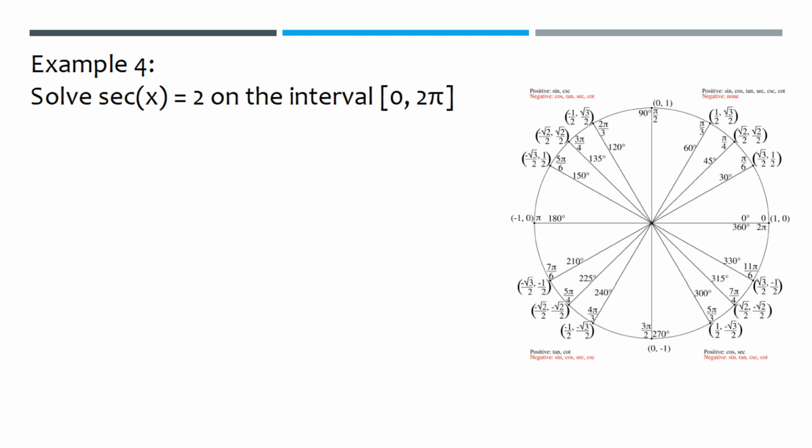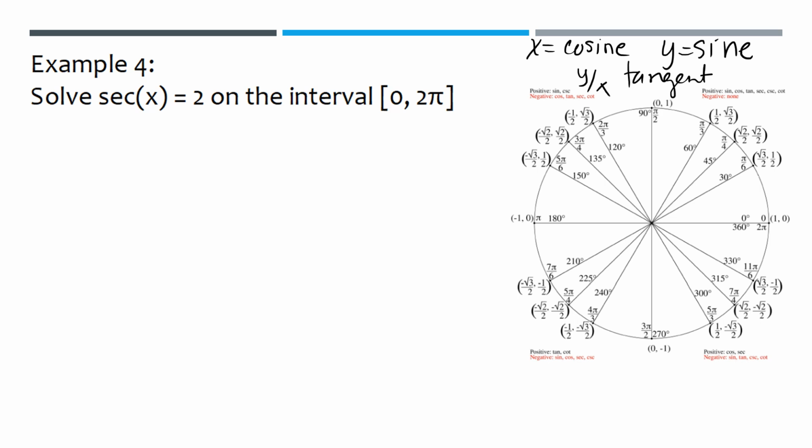All right, our next example, secant of x equals 2. Solve that on the interval from 0 to 2 pi. Okay, secant is nowhere listed on our unit circle. Our x values equal cosine, our y values equal sine, and our ratio of y over x equals tangent.